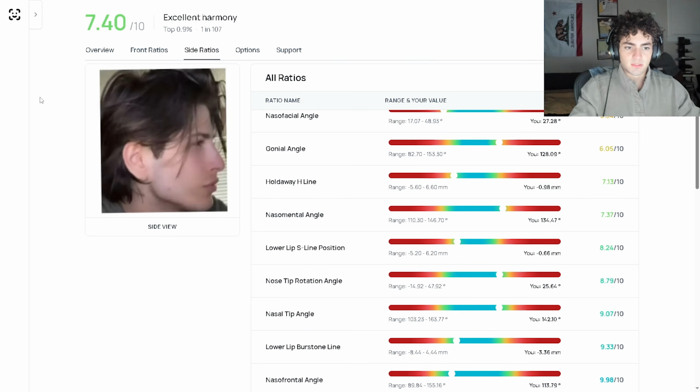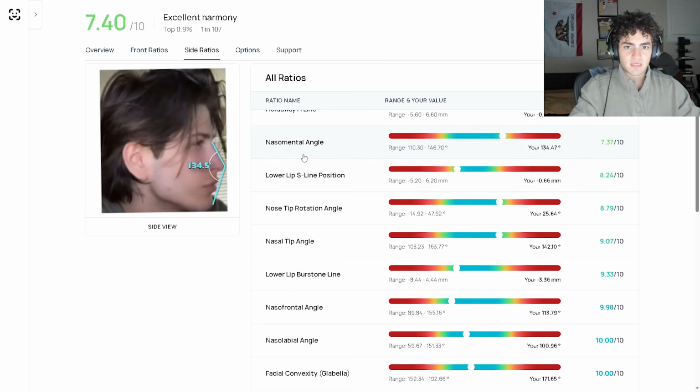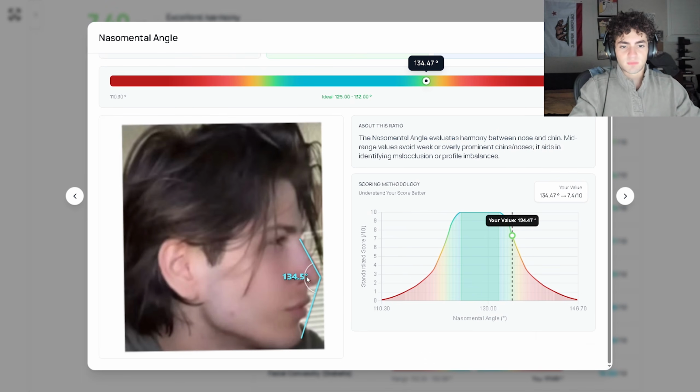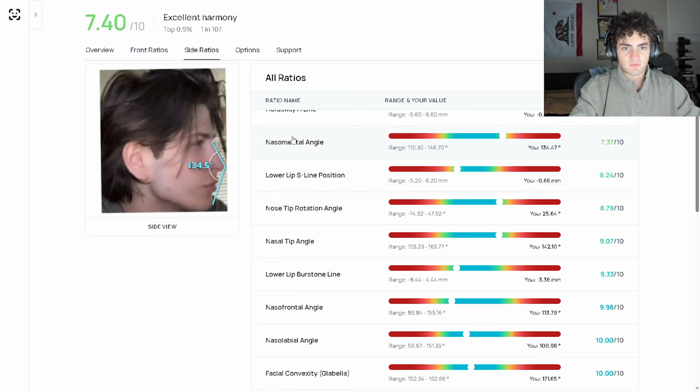Holdaway H-line. His lips just protrude a little bit too much. Not a huge deal. Nasomental angle. This is basically a convexity measurement, but for the nose protrusion relative to the side profile. Honestly, his nose could be pushed outward a little more here, maybe because the angle isn't a full side profile, since you can see his other brow. But it could be a bit because of the photo. But yeah, his nose could be a bit more protrusive in that image.